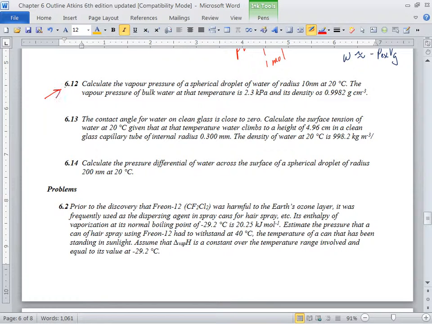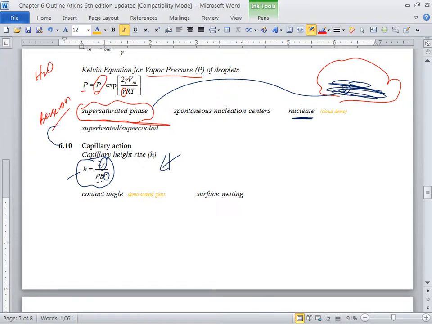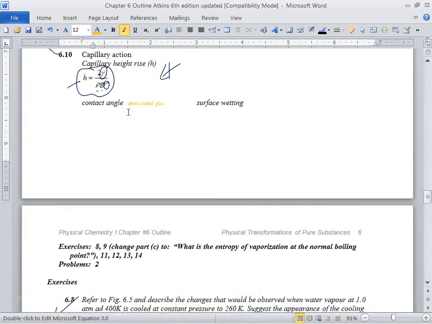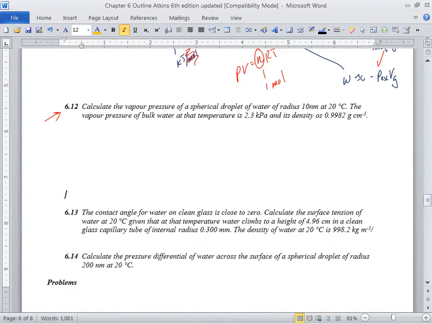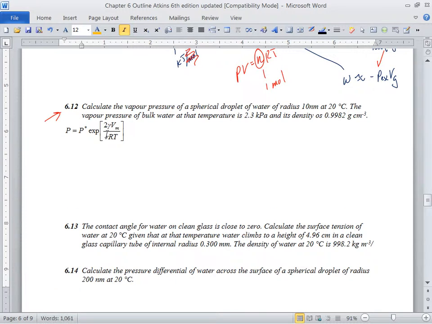Number 12. Calculate the vapor pressure of a spherical drop of water. Okay, where the heck is that equation? Can I just click on that? This might save some time. Ooh, nice, there it is. Calculate the vapor pressure. That's what we want to do, right?